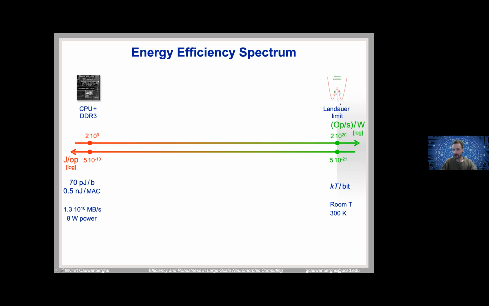In contrast, we have fundamental limits of efficiency given by Landauer's limit, which are orders and orders of magnitude more efficient. And that's really a thermodynamic limit of energy in computation. So in between, the human brain lies somewhere in between.